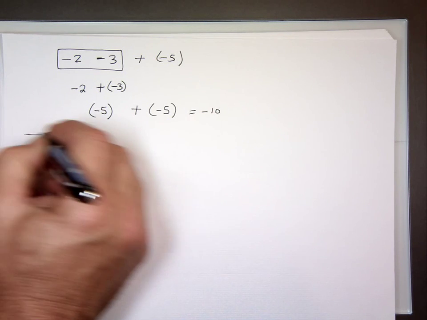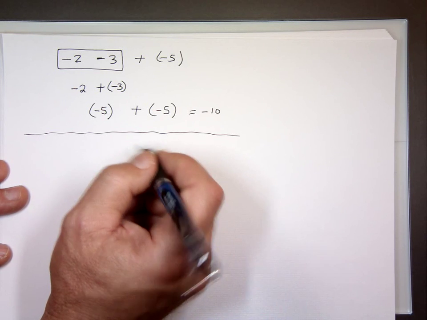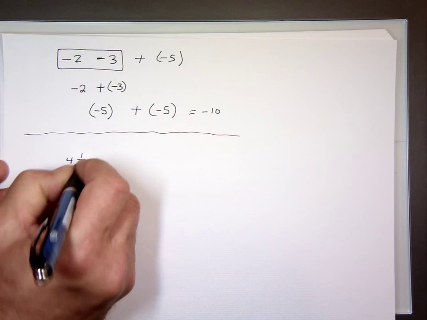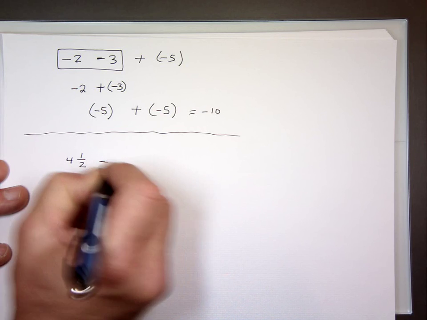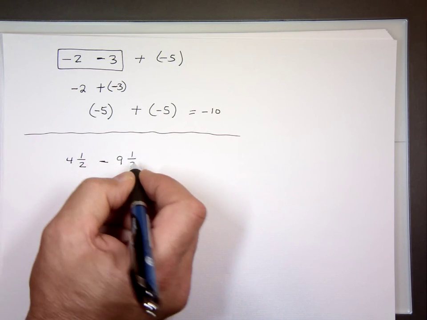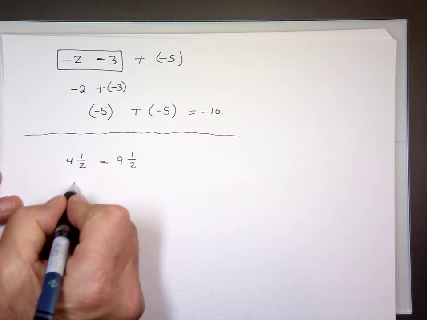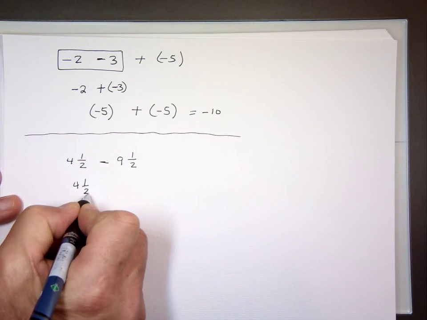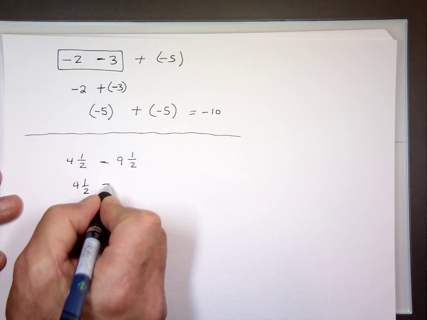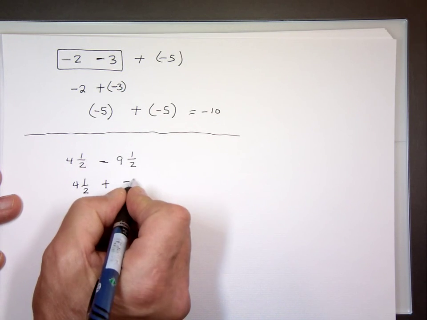One more. I'll throw a fraction in again. 4 1/2 minus 9 1/2. What do we do with the first number? Leave it alone. We change the sign to what? Addition. What do we do with the second number? Make it opposite.